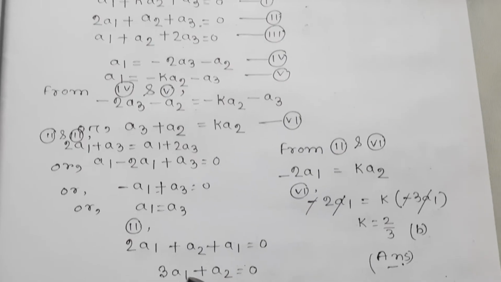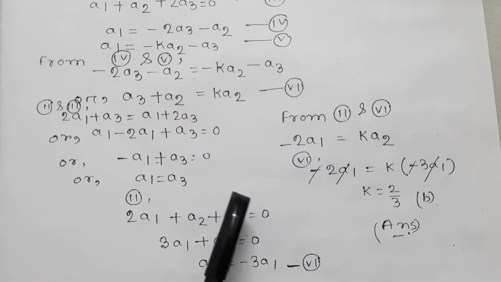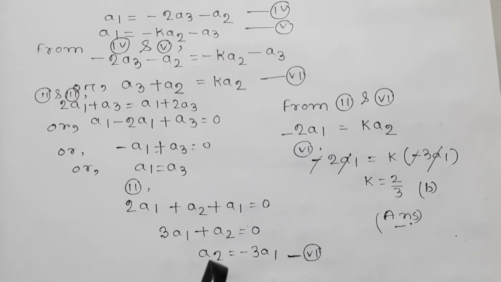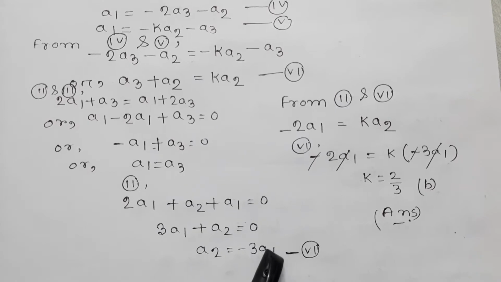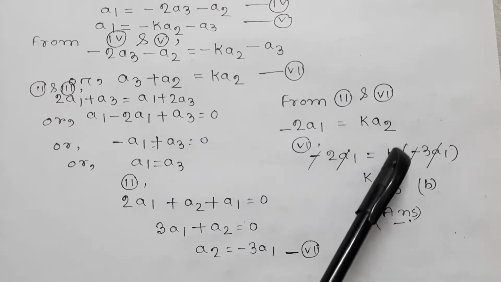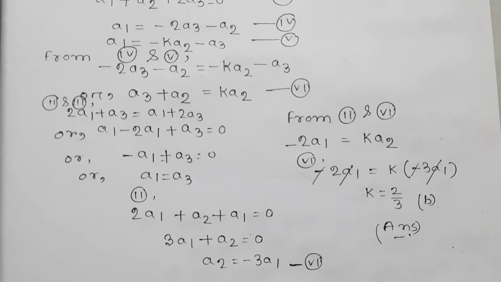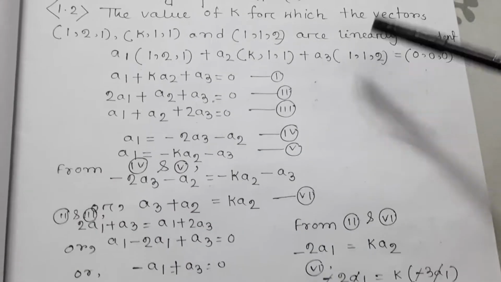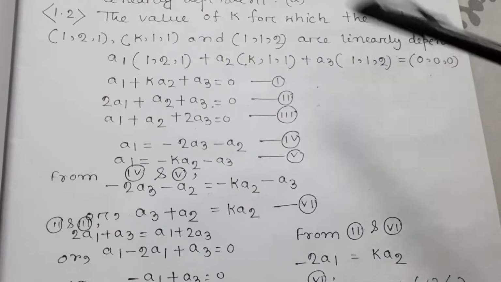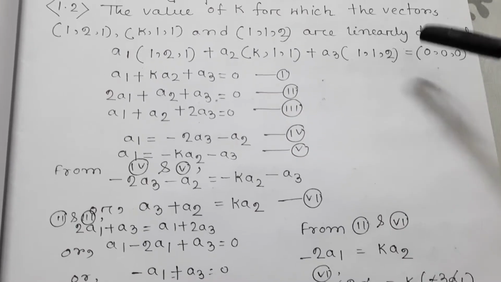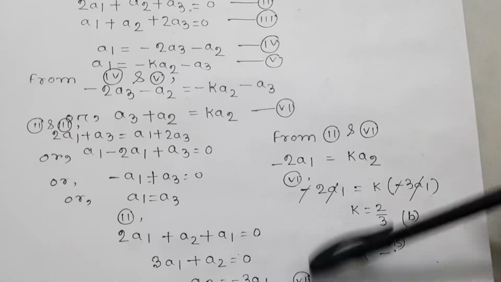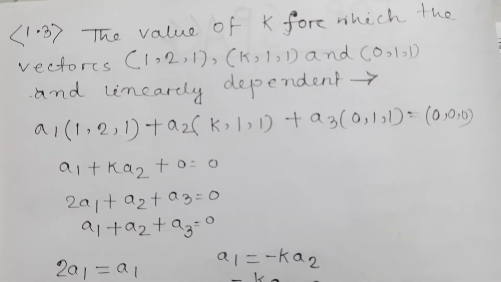Put the value a1 equals a3. After that, a2 is equal to minus 3a1. So put here, k times a2 means minus 3a1, so k is equal to 2 by 3. If this is linearly dependent, then this equals this, so we get the value of k from here.